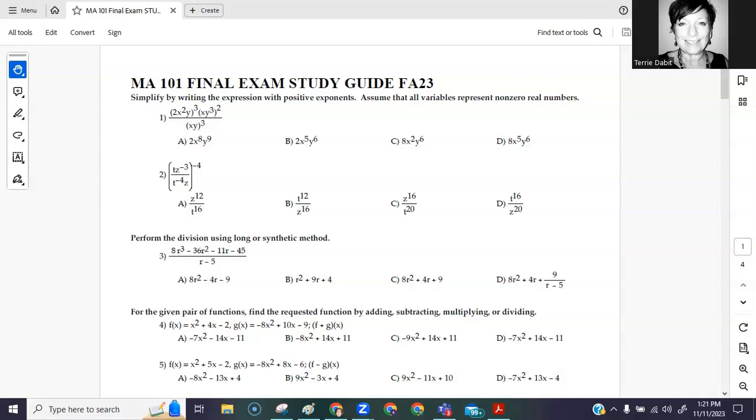It looks like for number one and two, we are using our exponent rules. It does say to assume that all variables represent non-zero real numbers. So what that means is our letters, our variables, if I was to put a number in there, they're going to be non-zero real numbers. That's the only way that we can solve them. All right, let's get started with number one.